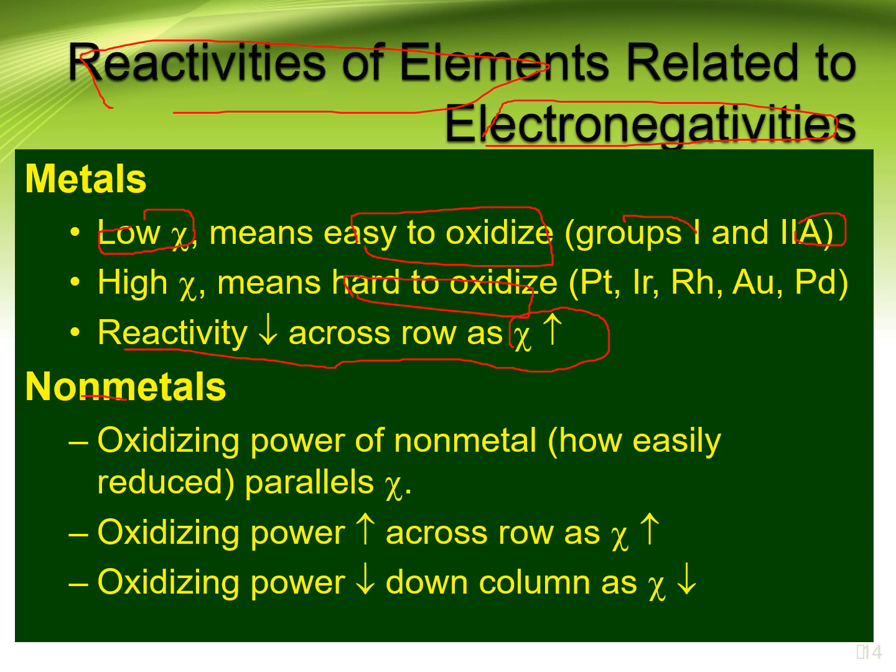For nonmetals, oxidation power means how easily it is reduced, and it's parallel with electronegativity. Oxidation power increases across a row as the electronegativity increases, and oxidation power decreases down a column as electronegativity decreases, meaning that with increased electronegativity the nonmetal tends to be more easily reduced.